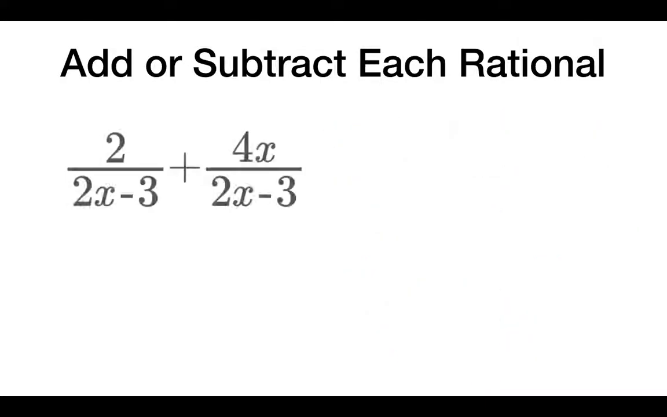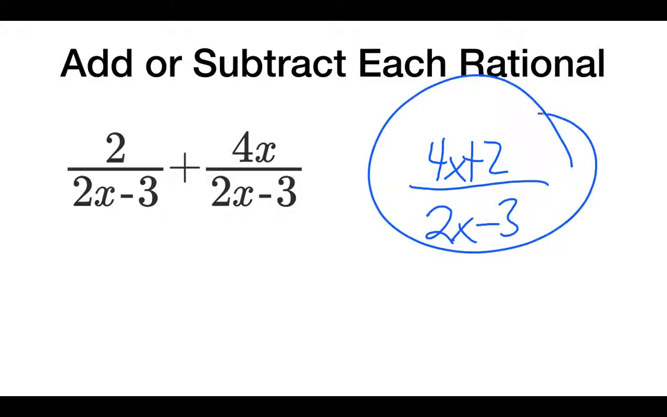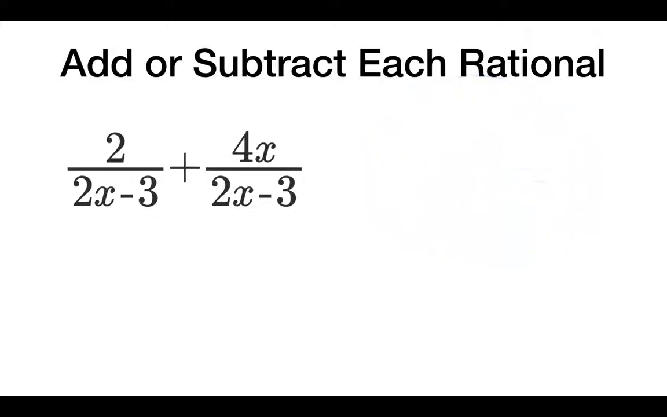All right, let's try another. In this case, this question is simple. We have the same denominator in both. So 2 plus 4x is just 4x plus 2, all over 2x minus 3. Guess what? We're done. Awesome.